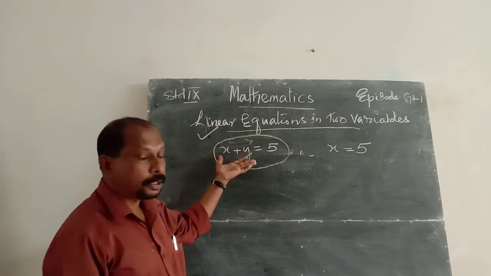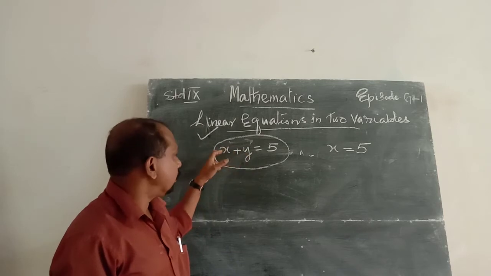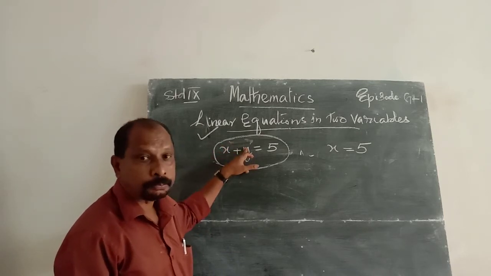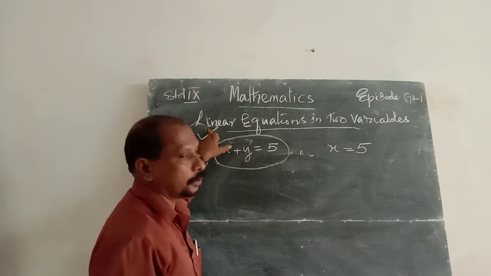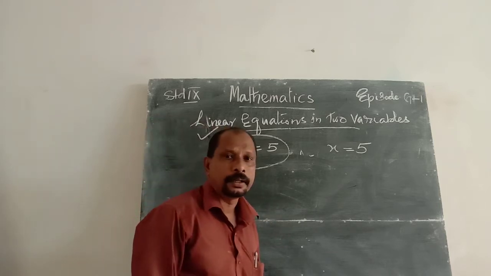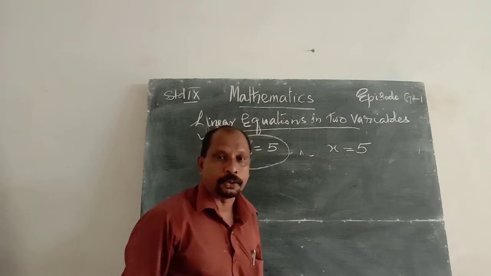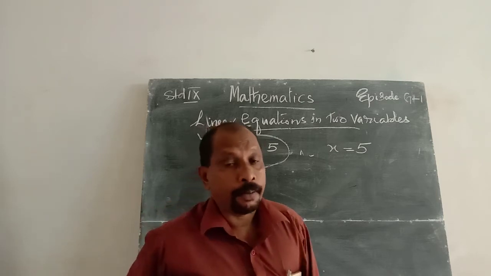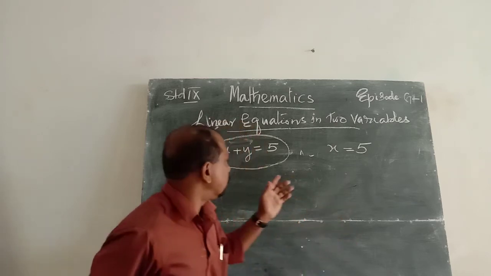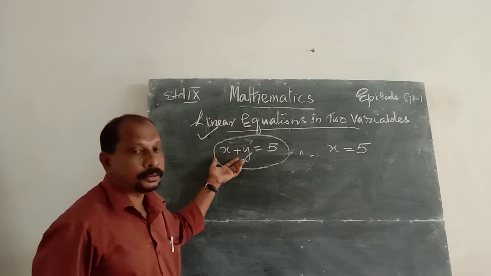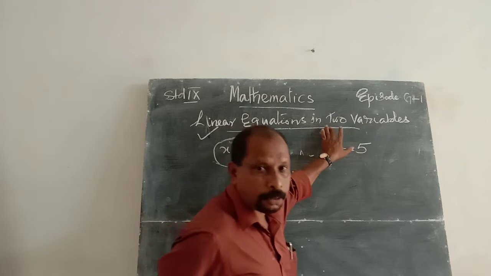There are two variables x and y. They are related, and the power of these two variables is equal to 1. Therefore, that is known as a linear equation. Then what is a linear equation? A linear equation is an equation with variables where the power of all variables is equal to 1. That is linear. Therefore, in this case, there are two variables, so it is a linear equation in two variables.